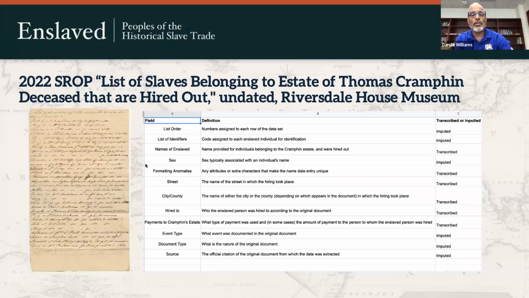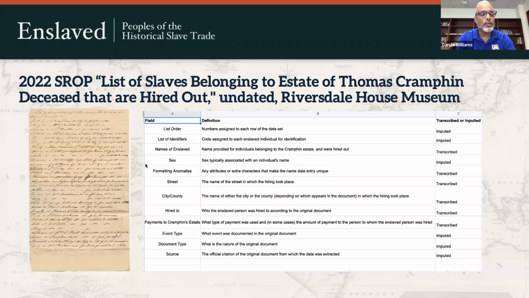which you can see the title there: List of slaves belonging to the estate of Thomas Crampton, deceased, that are hired out. It's an undated document, which is archived at Riversdale Historic House Museum, which is in Riverdale, Maryland. They were given one document, and they spent seven weeks on this one document. And you're like, oh my goodness. But it took quite some time.